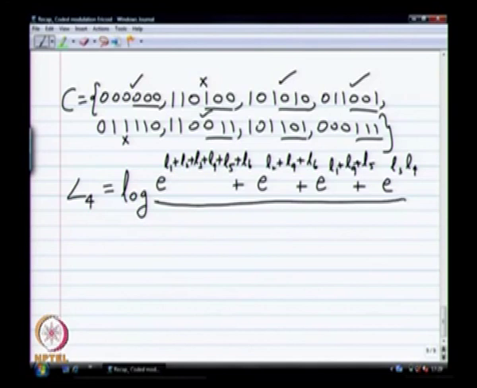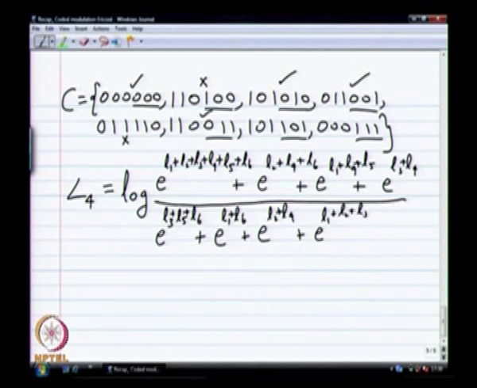Okay, then you divide. Is that okay? What do you get in the denominator? E power L3 plus L5 plus L6 plus e power L1 plus L6 plus e power L2 plus L4 plus e power L1 plus L2. Oh, I think I should put plus, I am sorry, I am forgetting the plus everywhere. L1 plus L2 plus L3. Okay.